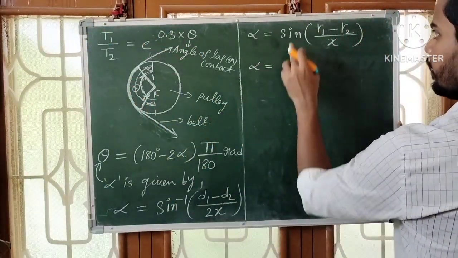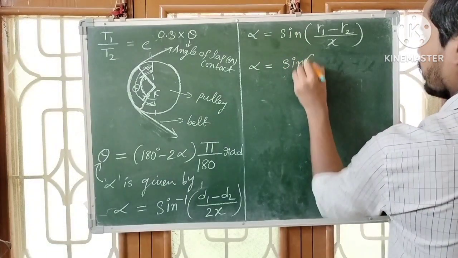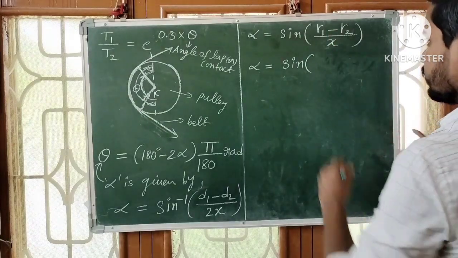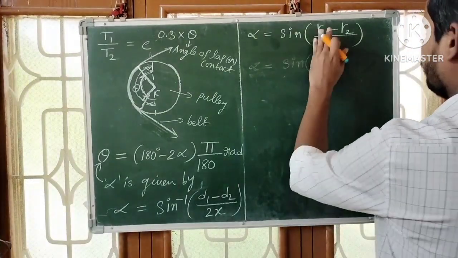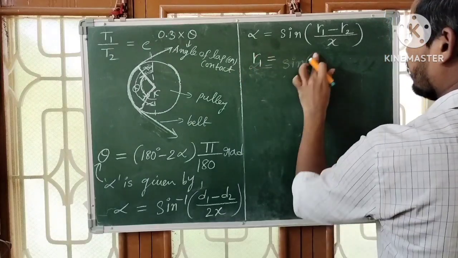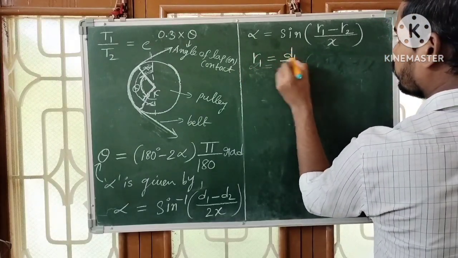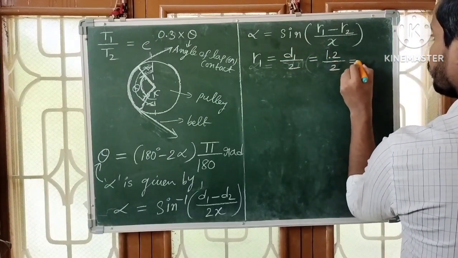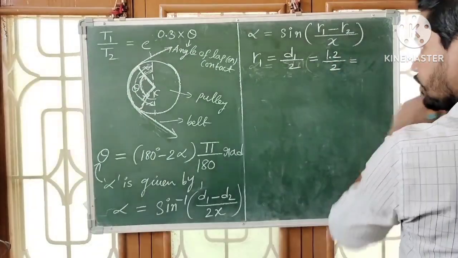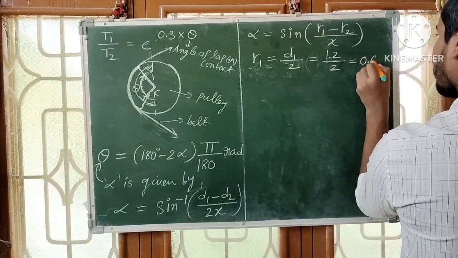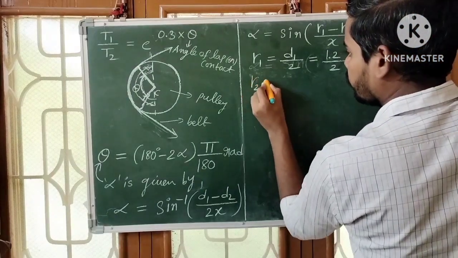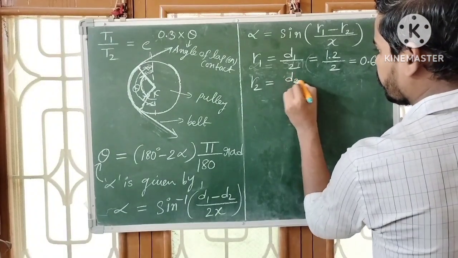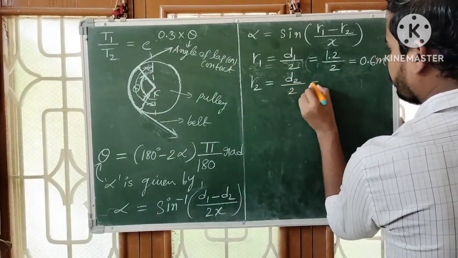So alpha is equal to sine inverse of R1 minus R2 by x. First of all, let us find R1 and R2. R1 is the radius of the larger pulley. Radius is equal to half of the diameter, D1 by 2. D1 is 1.2 meters, the diameter of the larger pulley, so 1.2 by 2 gives 0.6 meters. And what about R2? R2 is the radius of the smaller pulley, which is half of the diameter of the smaller pulley, D2 by 2. D2 how much?